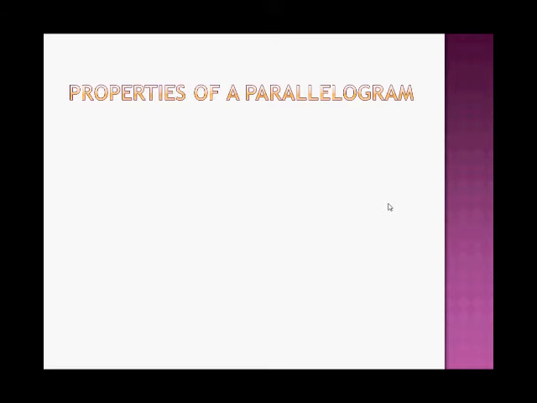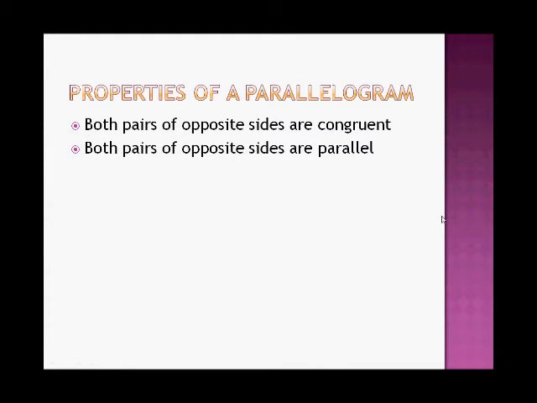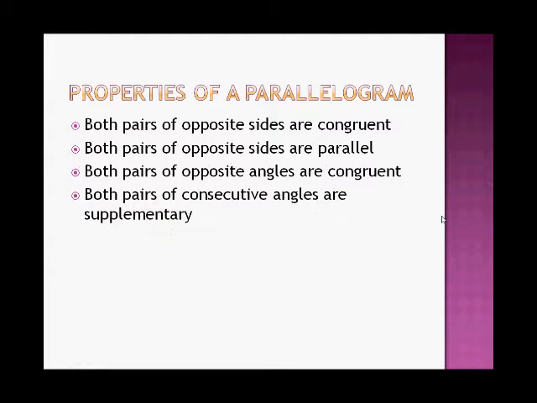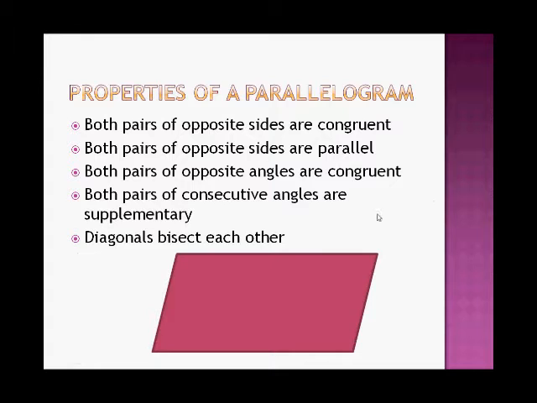To recap on our findings of the parallelogram, let's look through its properties. Both pairs of opposite sides are congruent. Both pairs of opposite sides are parallel. Both pairs of opposite angles are congruent. Both pairs of consecutive angles are supplementary, which means they add up to 180. Diagonals bisect each other. There's a picture of a parallelogram!